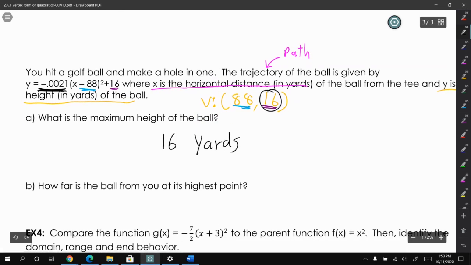And then B, how far is the ball from you at its highest point? Well, that is going to be the x value here. It is 88 yards. So there wasn't really any math involved. This was more about interpreting the problem and knowing that the vertex is the maximum or minimum value of our quadratic functions.